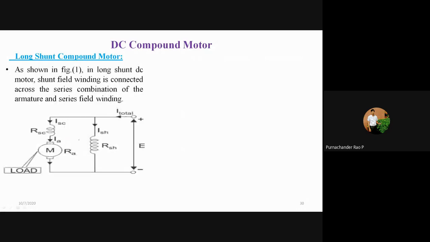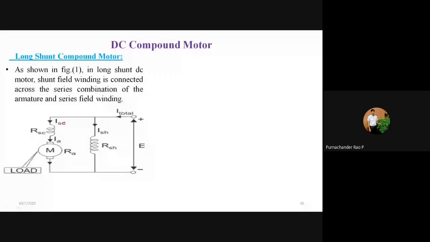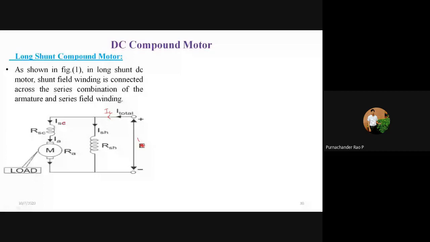In the long shunt motor, our shunt field winding is connected across the combination of the armature circuit and the series field winding. The current passing through the series field winding is ISC, the current passing through the shunt field winding is ISH, and the total current, or line current, is IL. This is my supply voltage V.